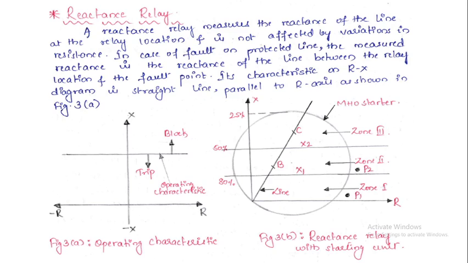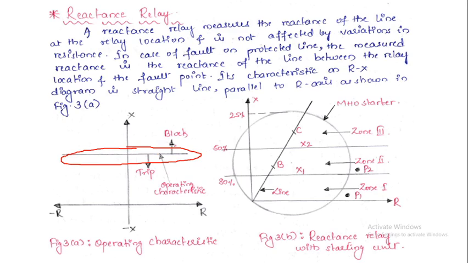As we don't have any resistive part over here, the resistance will not come into the picture. So whatever characteristic I am getting is simply a straight line parallel to the R axis. Whatever may be the value of R, it is least bothered about it, and it is going to give me a constant value of X. Below this characteristic it is going to trip, and above this characteristic line it is going to block.